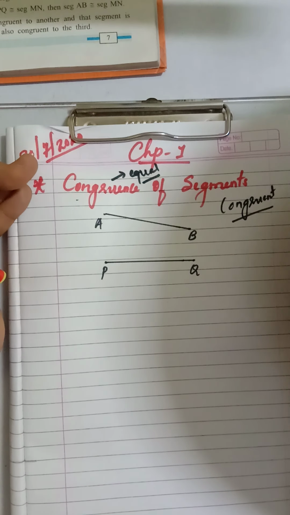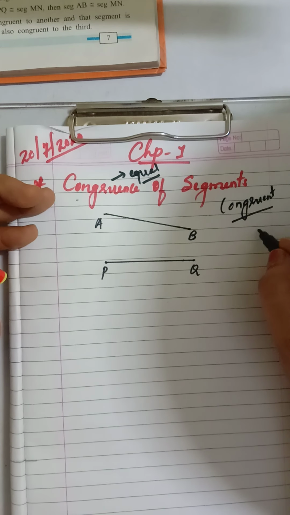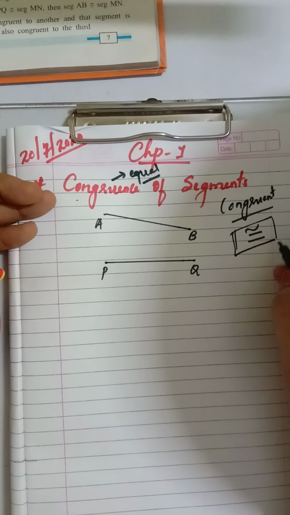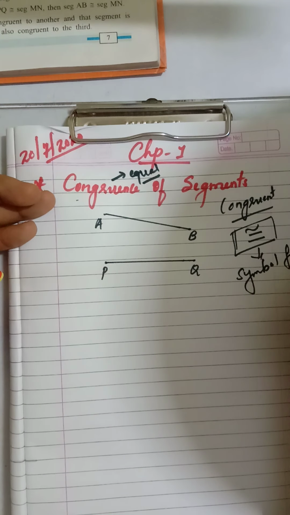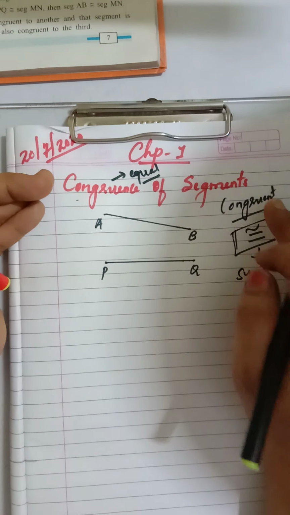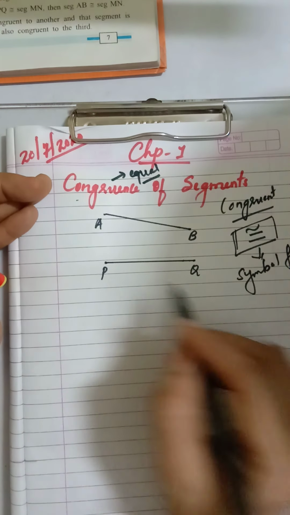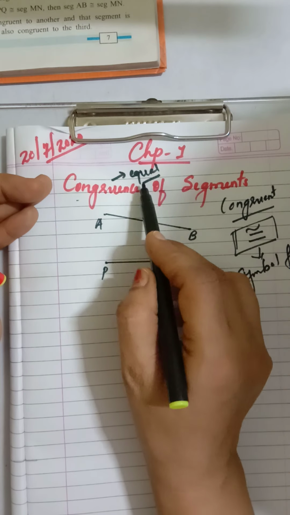Now there is a symbol for showing congruence or congruent. The symbol is like this: an equal to sign with one wavy line. This is the symbol for congruent. This is the symbol for congruence. Clear? For both congruence and congruent, the symbol is this. Now as the word suggests, congruence of segments means equal segments.